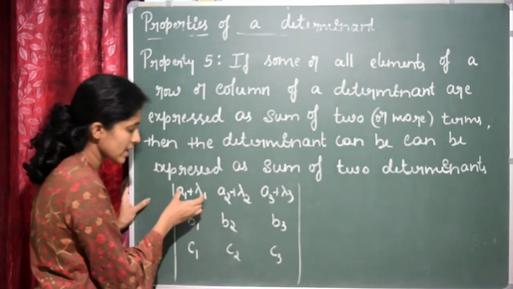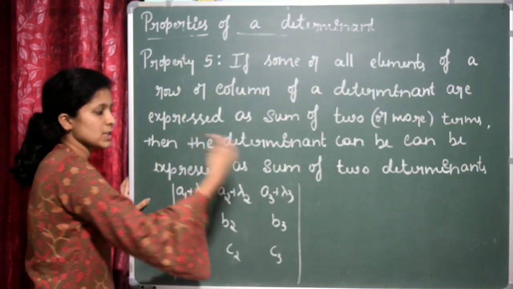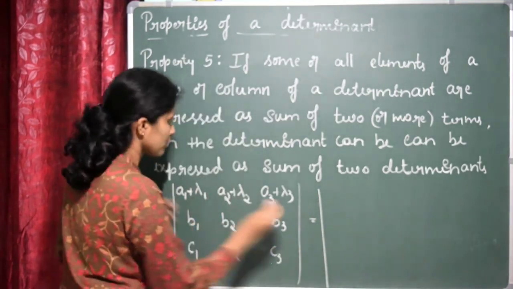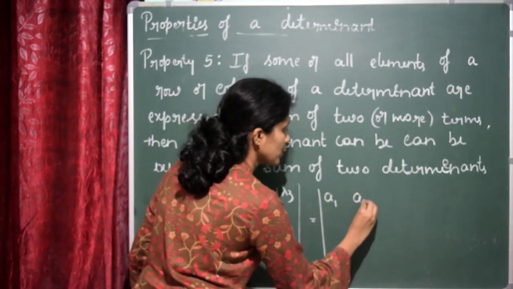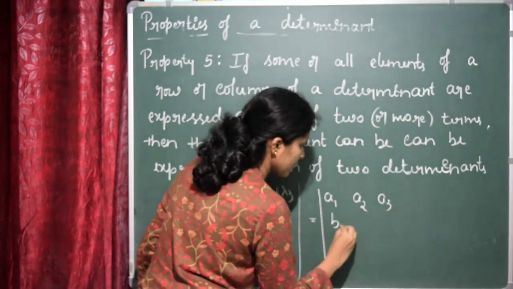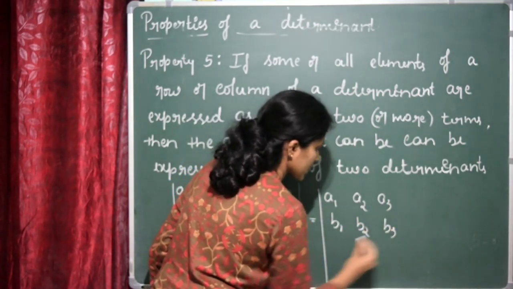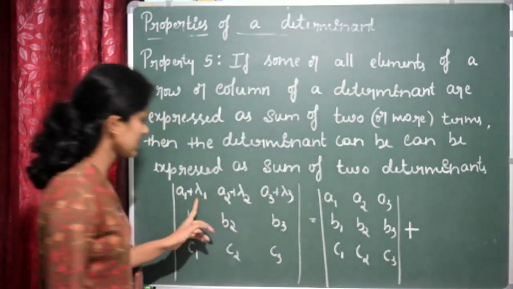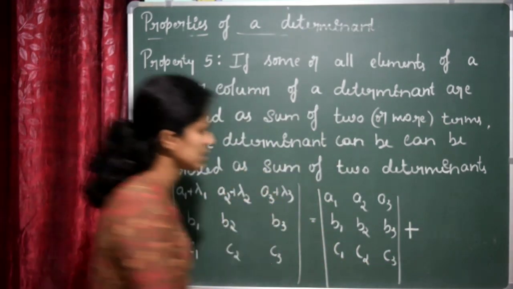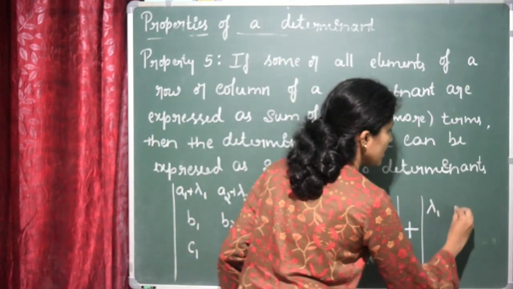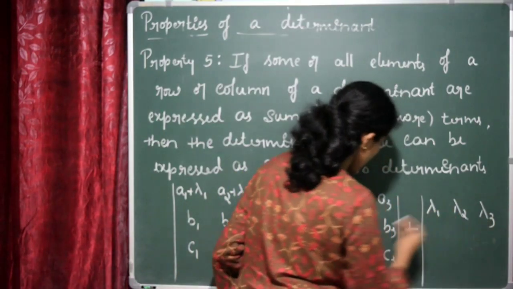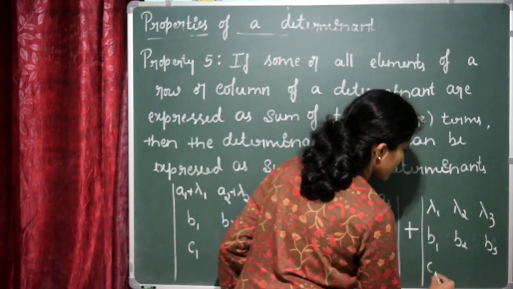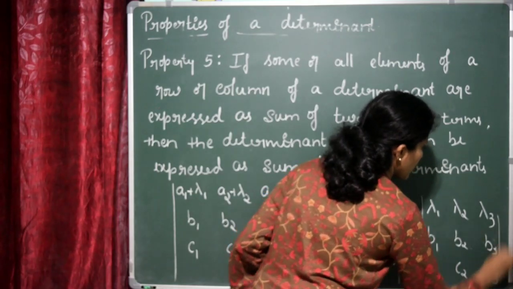So the terms are expressed as sum of 2, then that can be expressed as the sum of the two determinants. I mean this one you can write as, first I can consider a1, a2, a3, then b1, b2, b3, c1, c2, c3 plus, this is now lambda 1, lambda 2, lambda 3 is there. So I can write this one as lambda 1, lambda 2, lambda 3. So this will be now, this is as it is, b1, b2, b3, c1, c2, c3. I hope you understood this one.